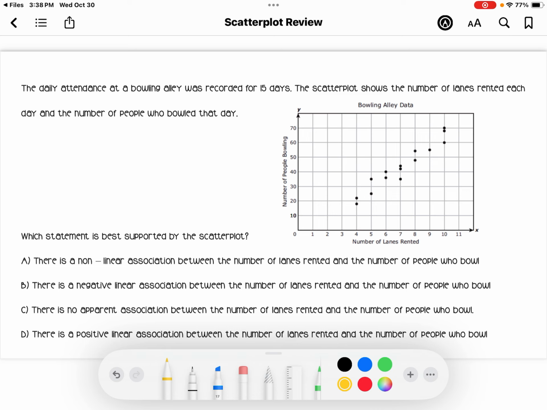The daily attendance at a bowling alley was recorded for 15 days. The scatterplot shows the number of lanes rented each day and the number of people who bowled that day. Before we even look at the answer choices, the first thing I notice about this graph is that it is a positive linear association. As the number of lanes increases, the number of people bowling increases. Choice A says nonlinear. That's not true, this is positive. B says negative. C says there's no association. D says positive linear. Bam.